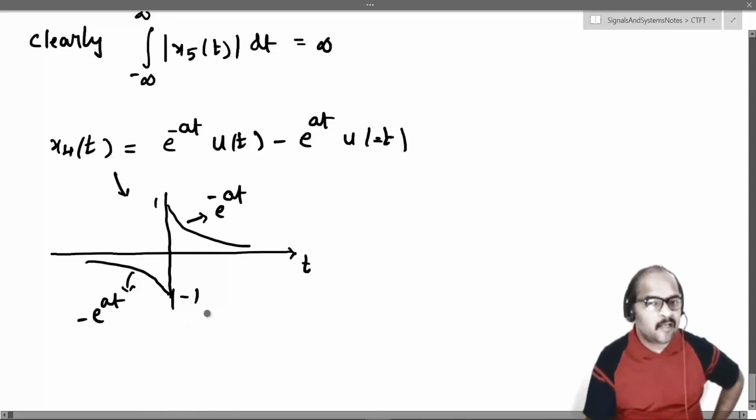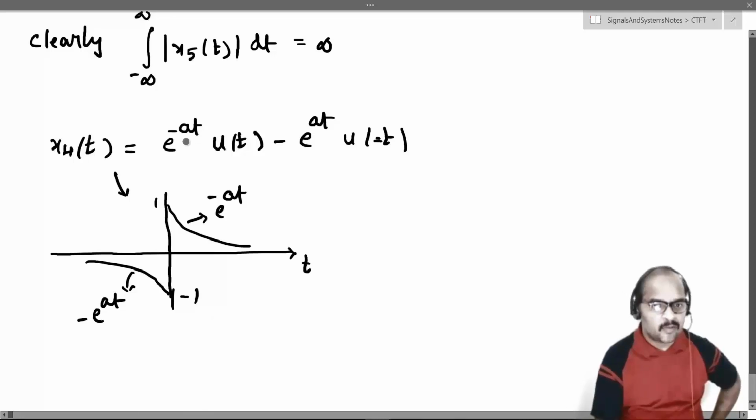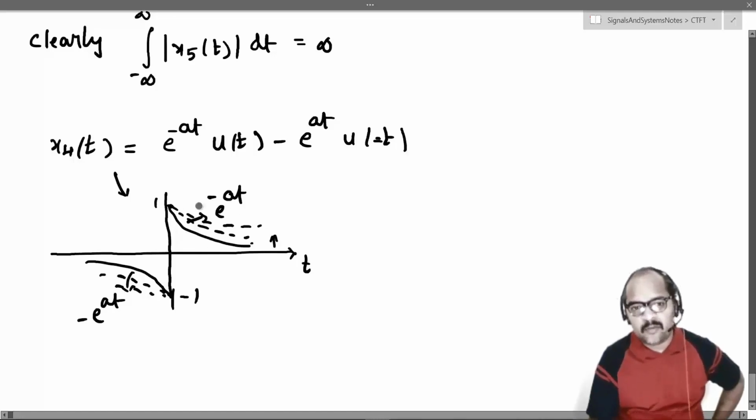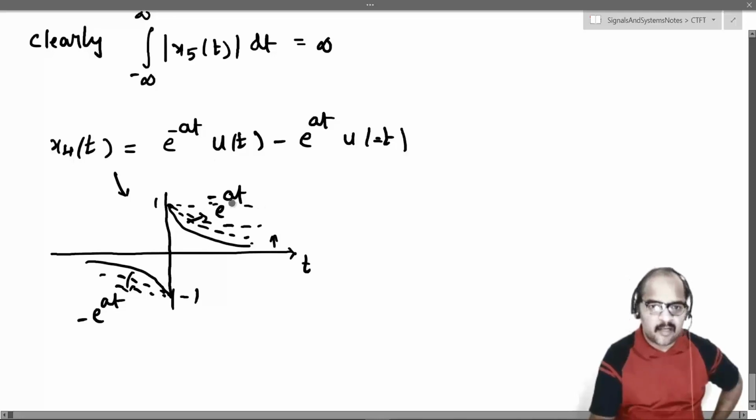Now if you look at this a little bit carefully, what happens if a tends to 0 here? When a tends to 0, what will happen? This curve starts moving up, right? So how does the plot look? As a decreases, the curve starts moving like this, and this curve starts moving downwards like this. So finally, in the limit when a tends to 0, what do we get? We get finally a plot that looks like this. Something like this.